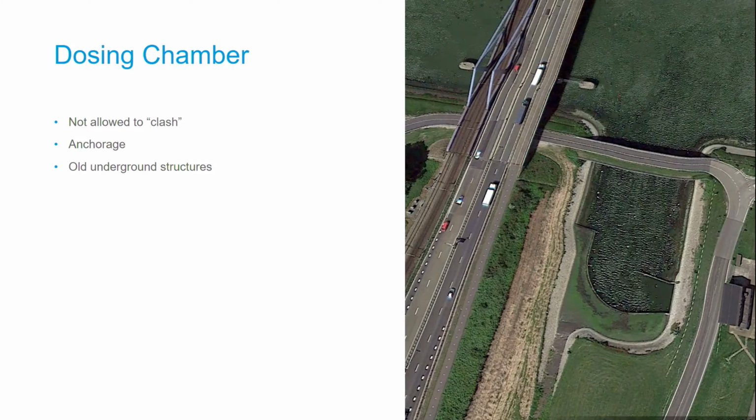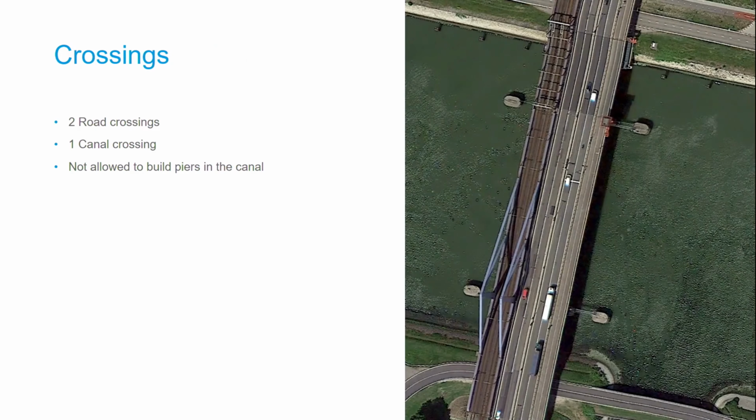On the southern side, there's a dosing chamber. That dosing chamber, we are not allowed to touch it. So we have to build in a really tight space between the dosing chamber and the existing highway. This is the crossing. The crossing consists of 2 roads and 1 canal. We are not allowed to build our supports in the canal.